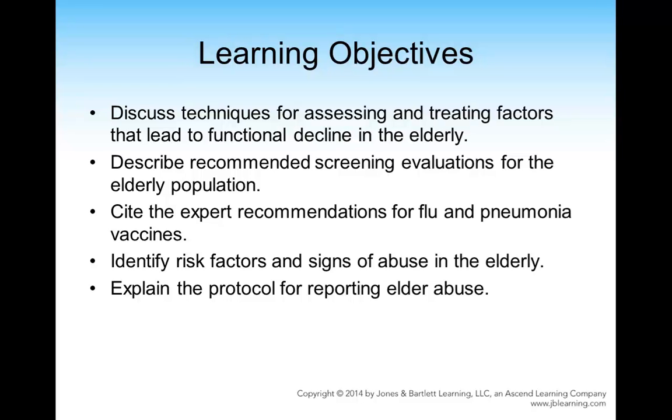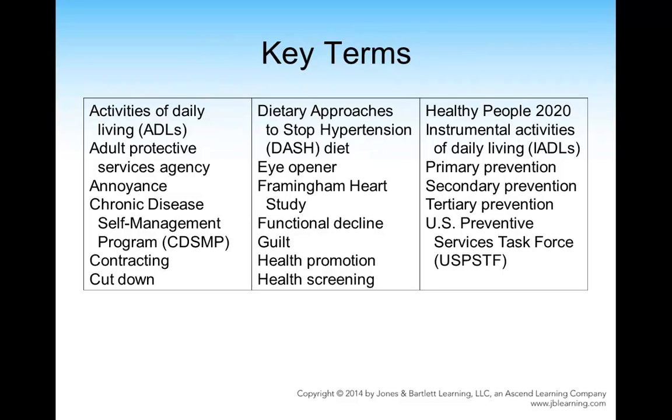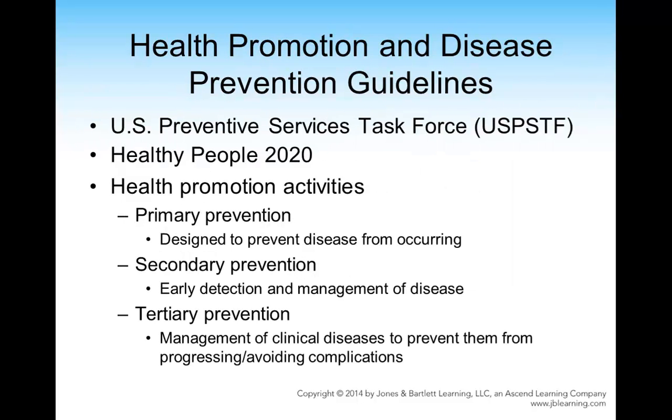Looking at how do we prevent functional decline, screening recommendations, the importance of that flu pneumonia vaccine. Just going to start on the signs of abuse and the reporting of the elderly. So as we look at a lot of key terms, for some of these I do have the instruments out there for you, websites available that you can go out and review, and we'll talk about some of this as we go through this chapter.